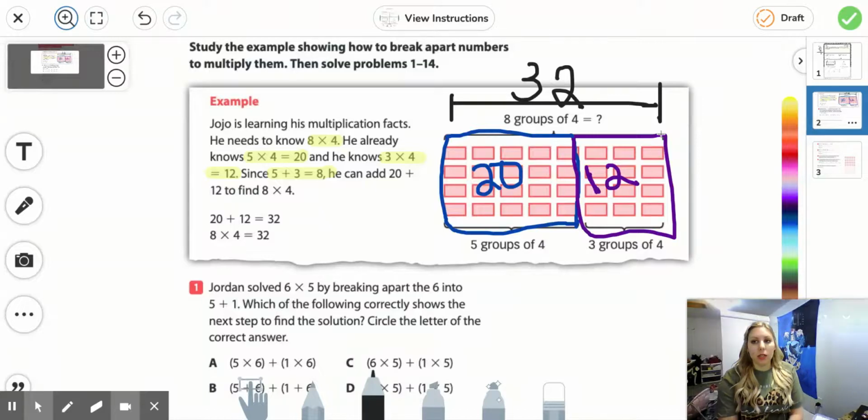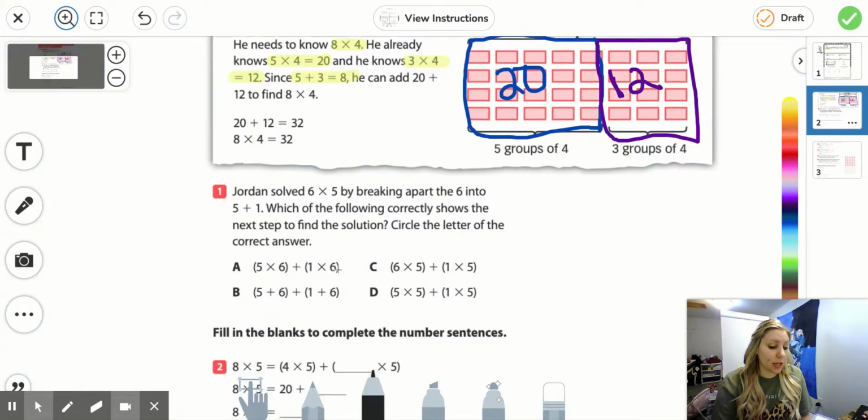All right. So for today's lesson, 316, we're breaking apart to multiply. Just like I just showed you, they broke apart 8 times 4 to be 5 groups of 4, which we know is 20. We also know that 3 groups of 4 is 12. And when I put 20 and 12 together, like a part whole diagram, I get 32 all together. This is the distributive property that we've practiced before back in topic 6. So we're going to practice it again.